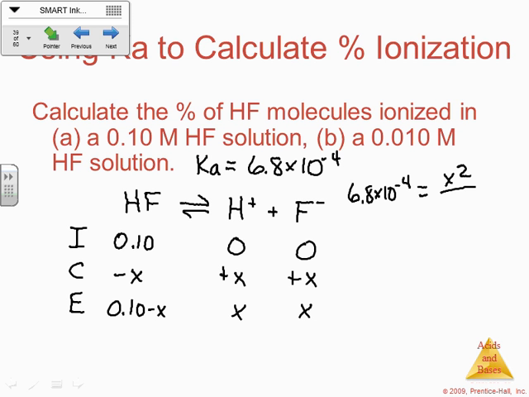x squared over what? 0.10 minus x, or can we just do 0.10? I mean, this Ka is not incredibly small, right? But compared to 0.1, it seems fairly small. We'll check it at the end just to make sure, okay? But I'm just going to do 0.1 here. I'm going to assume that Ka is small enough that probably not very much of this actually dissociates.